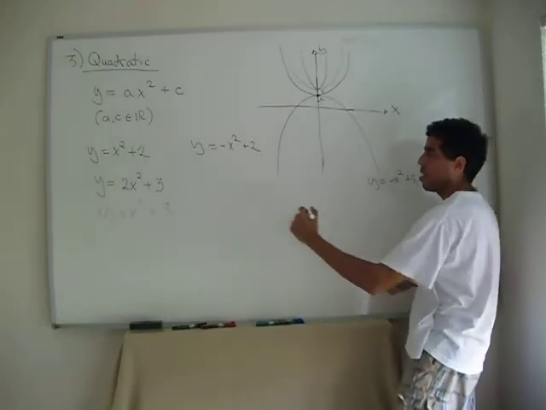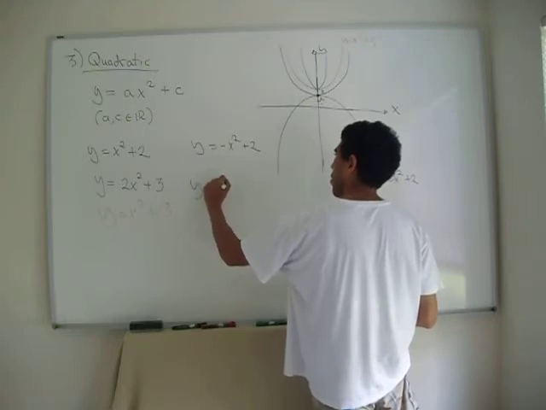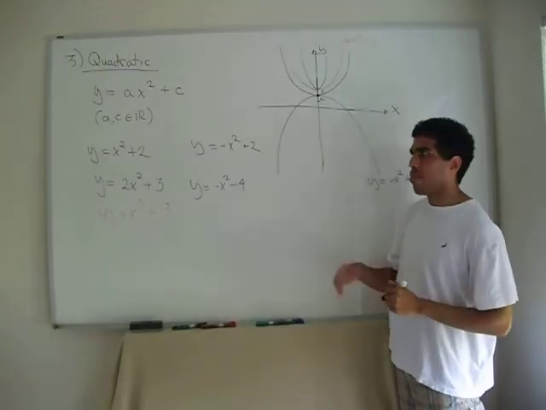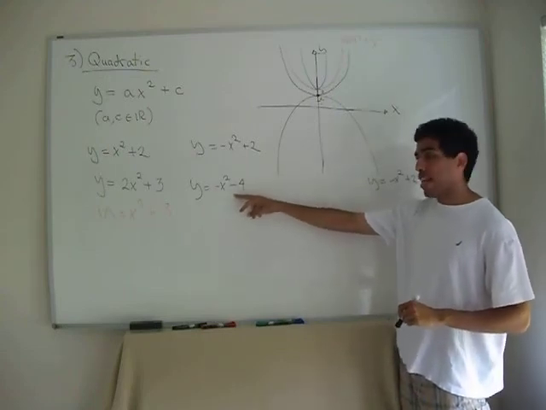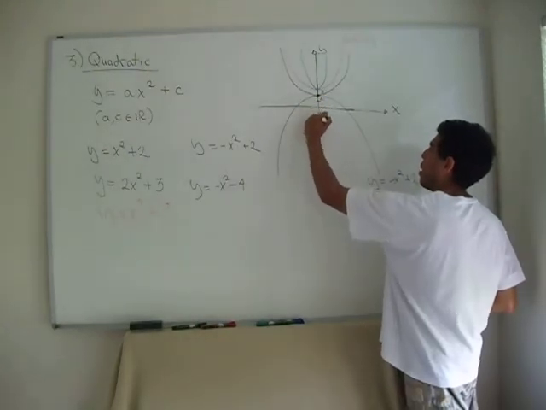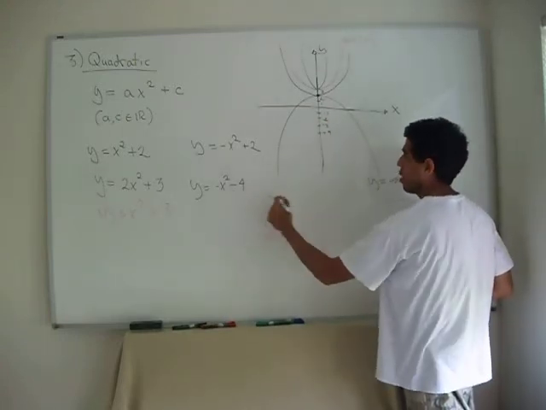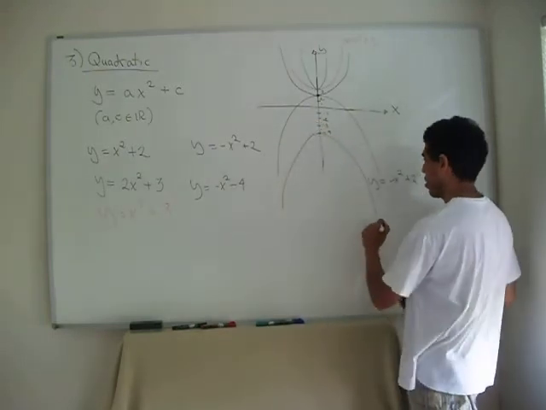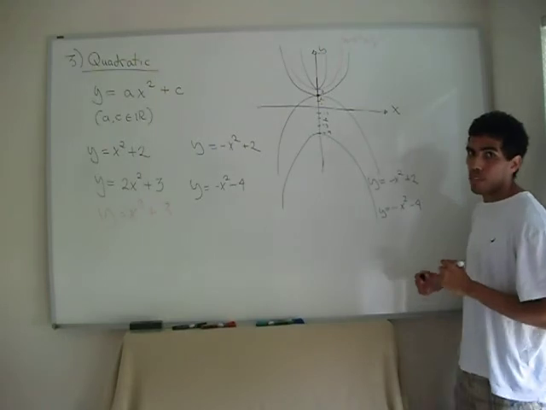Okay? What happens if we have y equals, let's say, minus x squared minus 4? See, another variation of the same basic example, minus x squared. The cut with the y-axis is going to be located at minus 4. Minus 1, minus 2, minus 3, minus 4. Concavity is going to be down because it's negative 1. The graph looks like this. Y equals minus x squared minus 4.